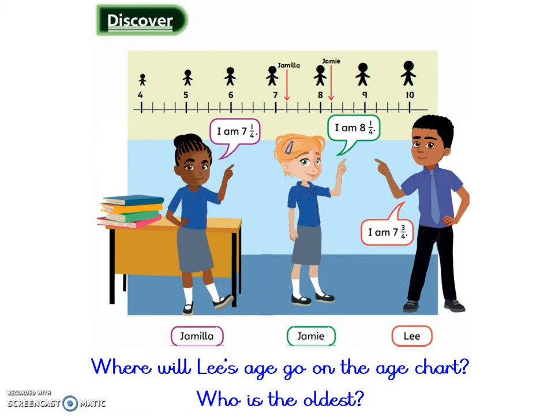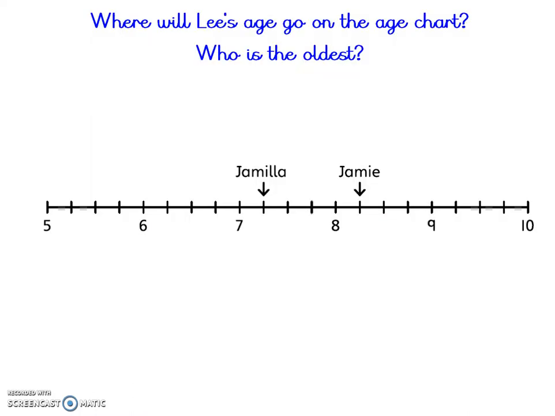So let's take a look at question 1a and see whether we can work out the strategy to solve this. So let's start with the first part. Where will Lee's age go on this age chart? Now we can see that at the moment we've got Jamila and Jamie already labelled on there. And I've got 2 choices now, because I'm going to use the method that I used in our previous lesson, where I'm going to work out how many intervals this is showing. And that's going to help me work out the denominator and then allow me to work out the fractions.